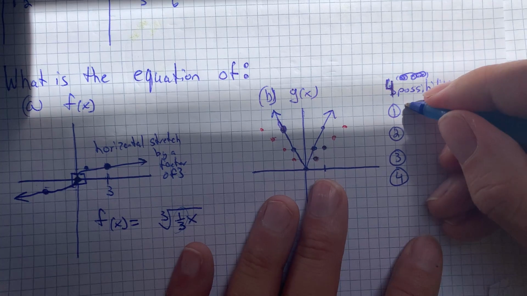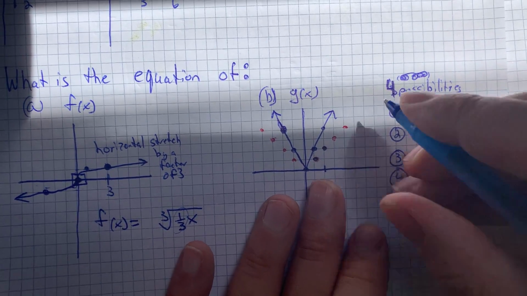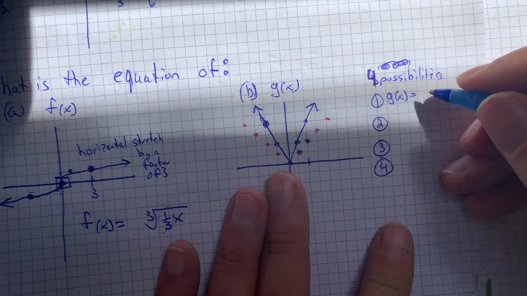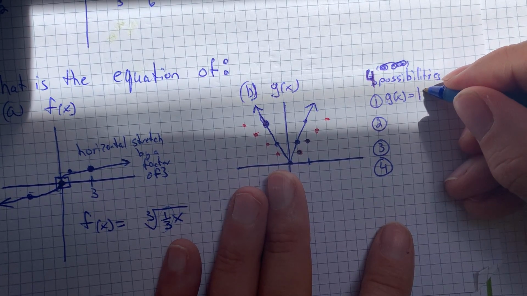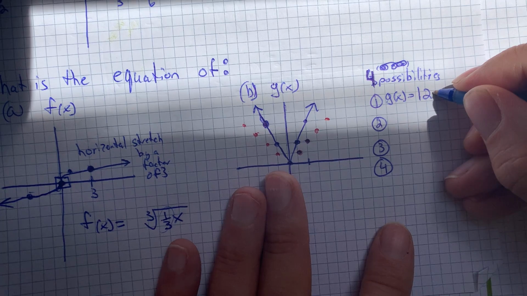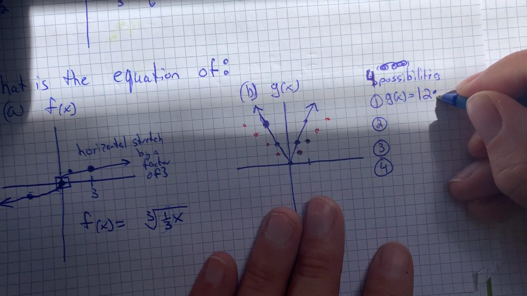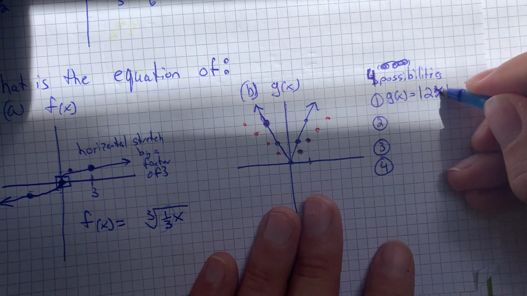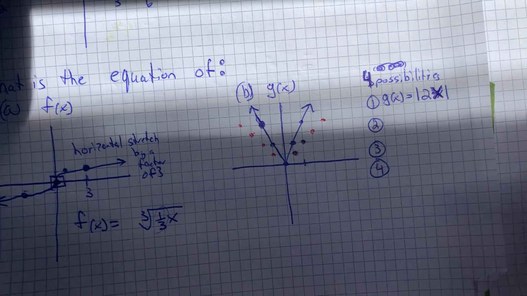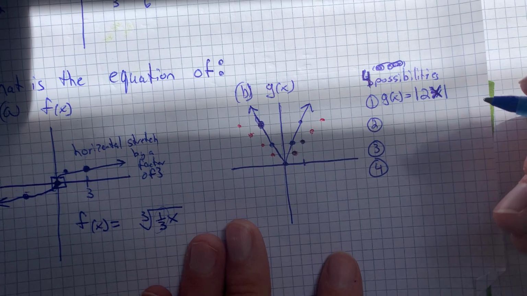So one thing we could do is write g of x equals, to horizontally compress it, remember, we need to put it on the inside. And we multiply by 2 to horizontally compress it by a factor of 1/2. So 2 times x inside the absolute value, so absolute value of 2x. And this is correct, okay?